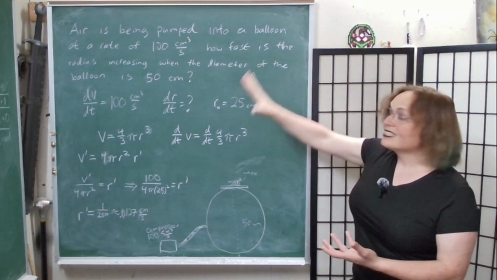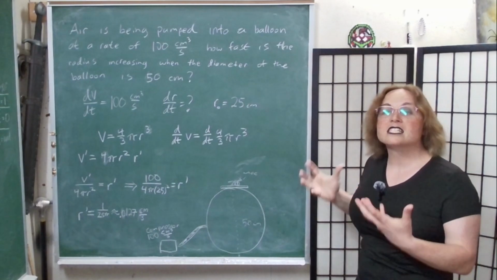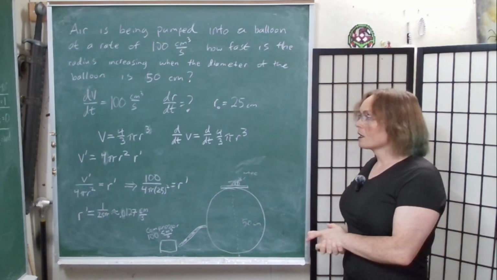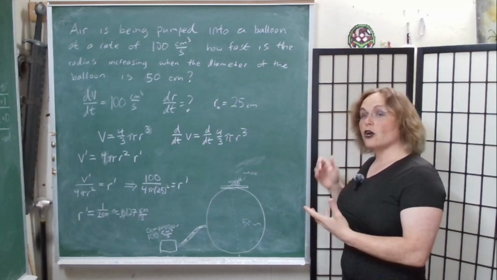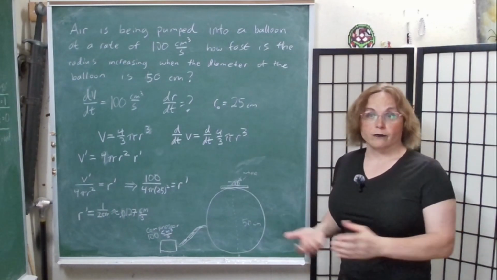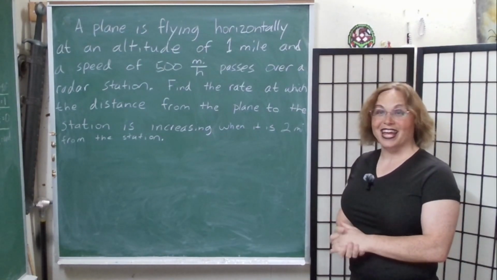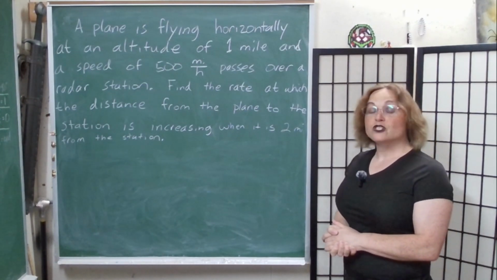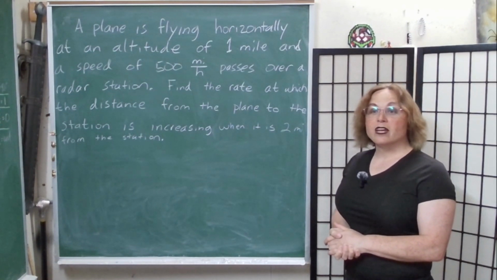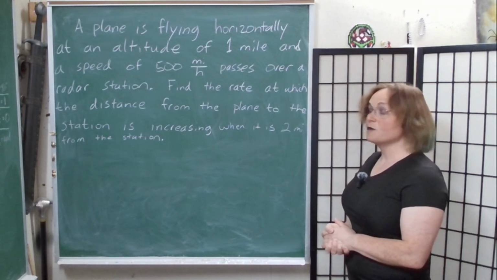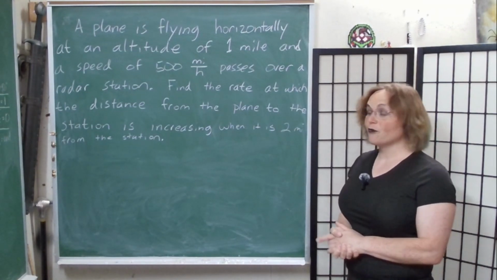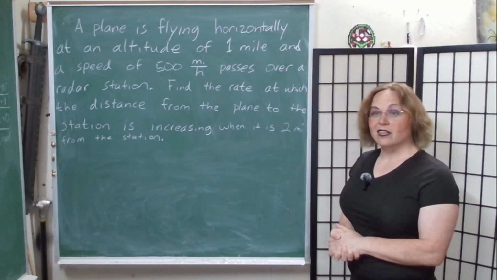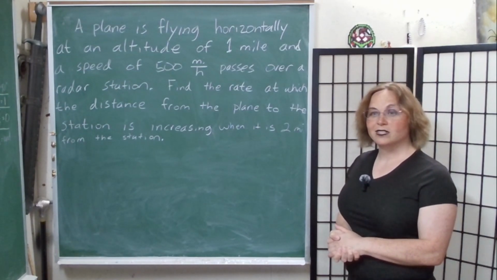But this technique, this process, is similar to how you're going to be solving most of these related rate problems. Let's do one more together, and then I'll give one more for you to try on your own. Here's the next one we're going to look at. What I would suggest is when you start this one, start with a diagram. See if you can figure out how to relate the speed of the plane and the distance from the radar station. I'll show you what I came up with in 3, 2, 1.